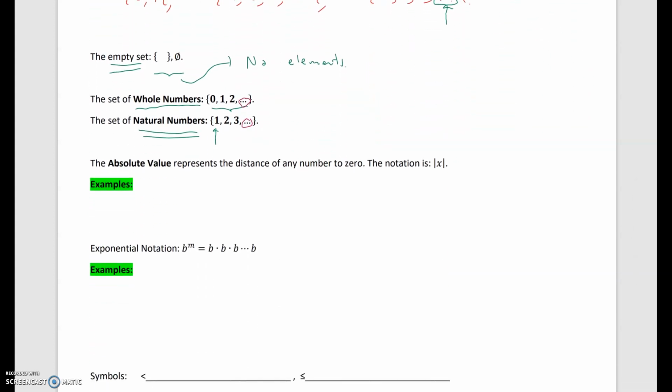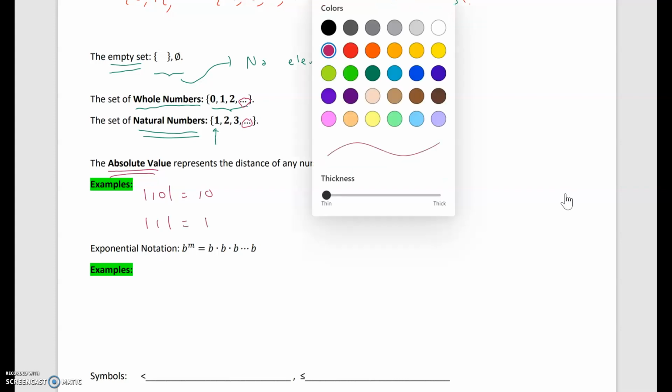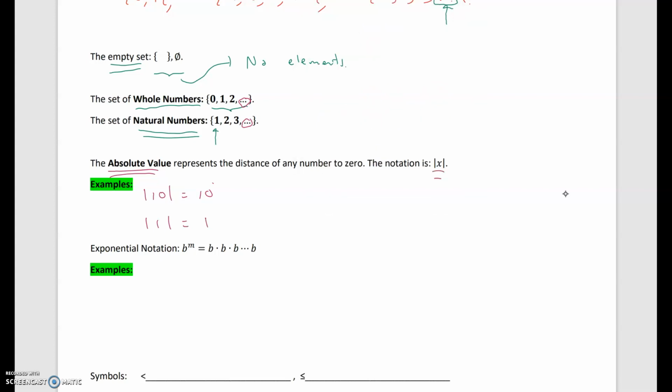Let's take a look at another definition. Now, when they're referring to absolute value, it represents the distance of any number to 0. So the notation has vertical bars. So let me give you an example. If you have the absolute value of 10, this means how far is 10 away from 0. So this would simply be 10. Absolute value of 1, well, this is 1 unit away from 0. And all of these simplified.